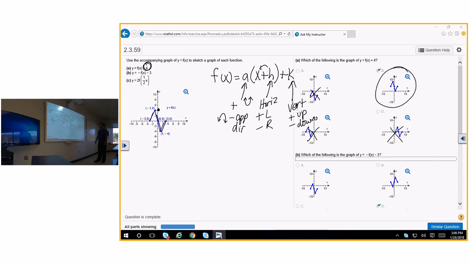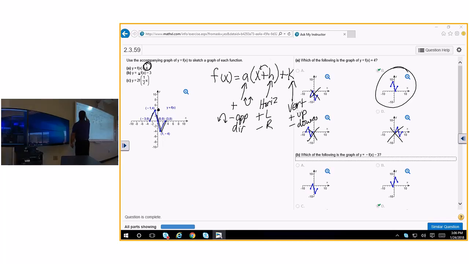Okay? Now, the second one. Negative f of x minus 3. So that negative right here tells us that it's going in the opposite direction. So that means it's looking like this: down, up, down. All right? That's what the negative tells us right here. Negative tells us it's going in the opposite direction. The -3 tells us it's going to be a vertical shift of 3 down. Okay, 3 down. So go over here to your answers.